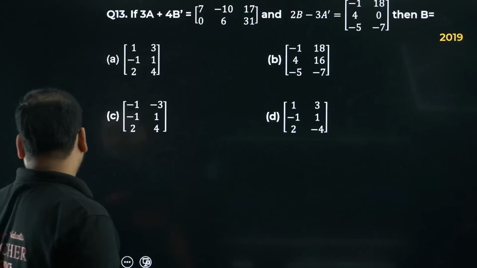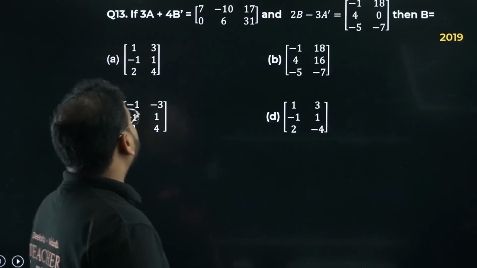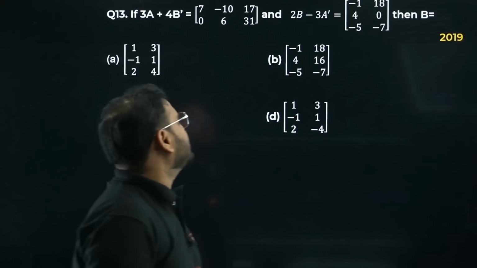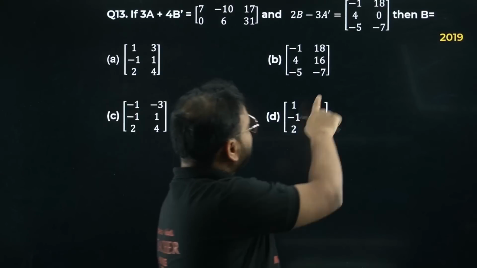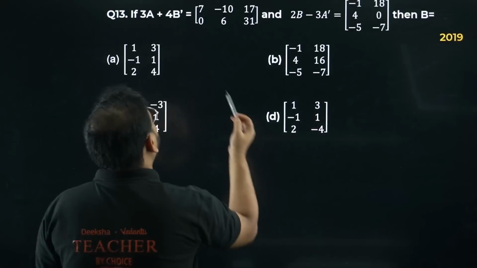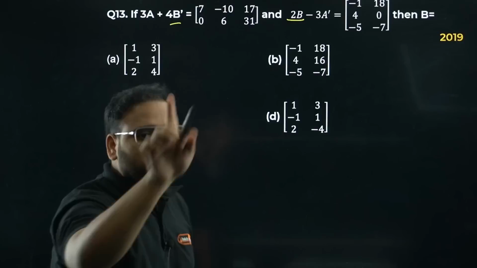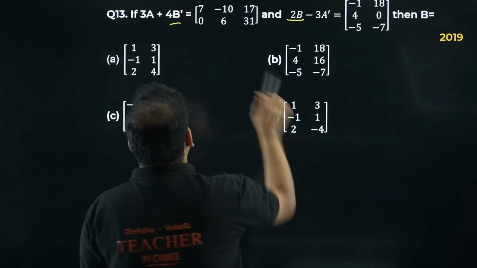Question number 13. 12th is done, right? Yeah, 13 now. If 3A plus 4B dash is equal to the matrix 7, 0, given as 2 cross 3, and here we have 3 cross 2, find the B matrix. We can see very carefully that I have B over here and B dash over here, which means I have to use transpose, of course. So let's use transpose in this case.